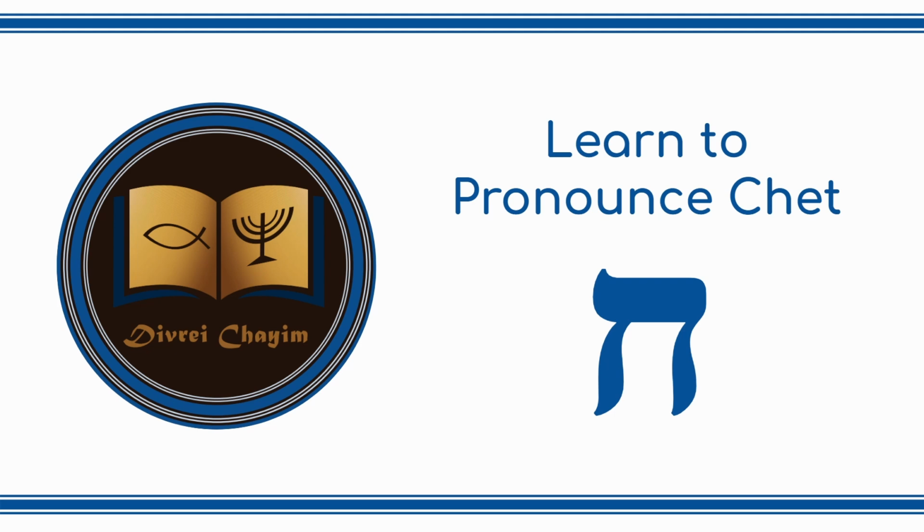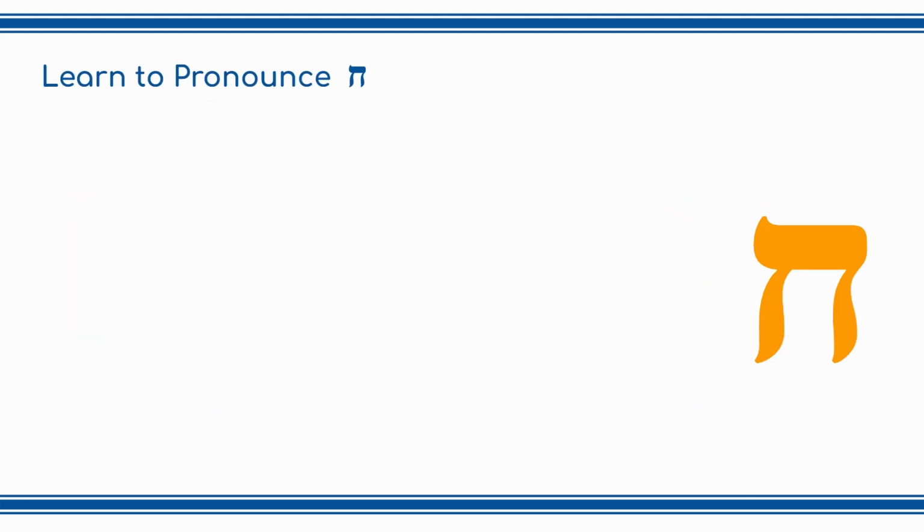Yes, it's the scary ch sound. So, what you probably have learned from the previous lesson on Chet is that Chet makes the sound ch as in Bach, Bach. So, the ch sound is what the letter Chet makes.